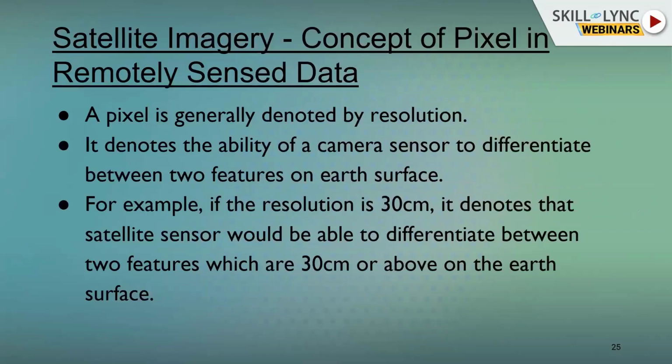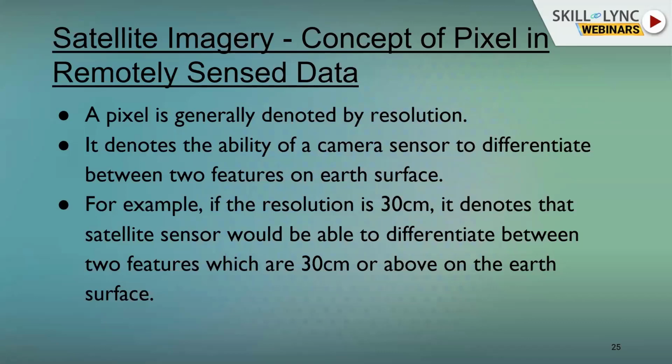Now satellite imagery. What is the concept of pixels? As I already mentioned, in remotely sensed data. What is remotely sensed data? This big word can confuse you guys, so don't worry about it. We'll look at what remote sensing is afterwards in the GIS concept note. But right now, for the time being, just take this example: any imagery taken from a satellite, a picture taken from a satellite, is called remotely sensed data.